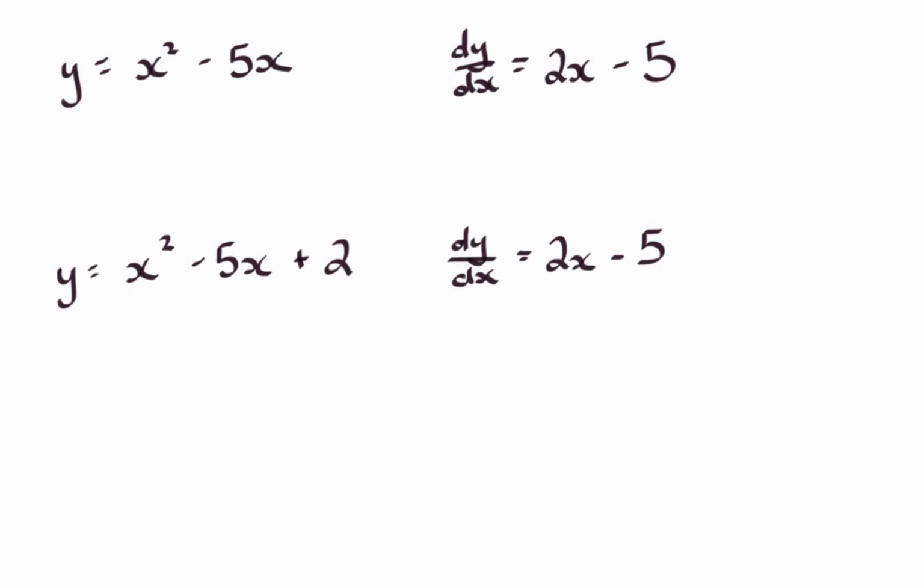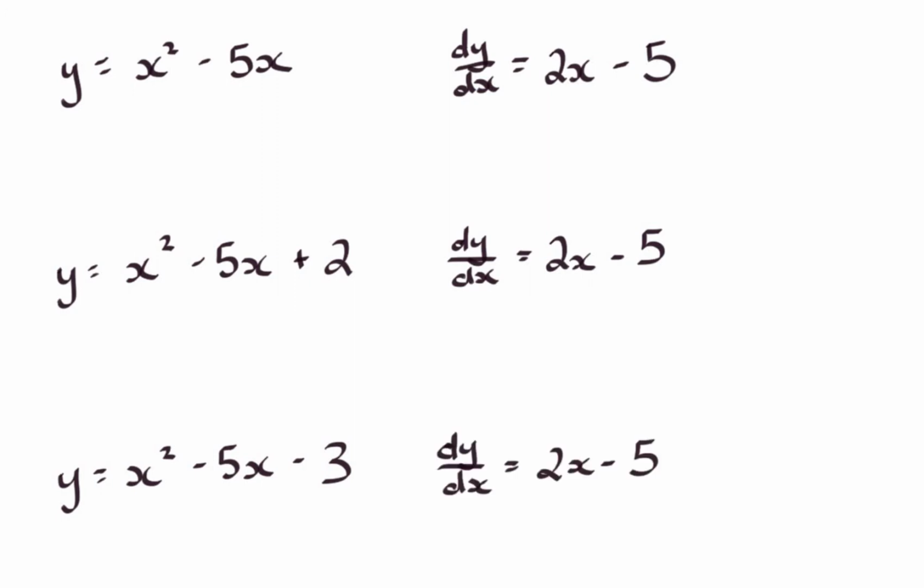Finally, what about this function? y equals x squared minus 5x minus 3. Well, by now, hopefully you're getting the idea. The derivative is once again 2x minus 5, because the only thing that's different is this constant at the end. It still just goes to 0.